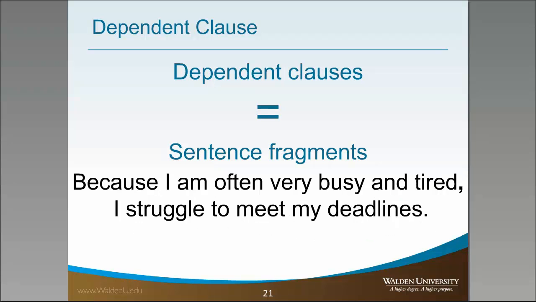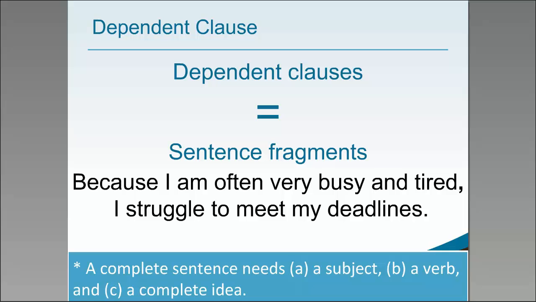Now, we're going to talk about dependent clauses. Dependent clauses are also called sentence fragments, and they have some of the same aspects as an independent clause. They typically have, or in the cases we'll talk about, they have a subject and a predicate, but they also have extra information. And along the bottom here I have: a complete sentence needs A, a subject, B, a verb, and C, a complete idea. This is something I just mentioned before, but will come into play here.